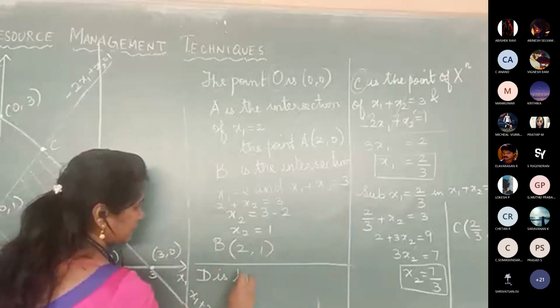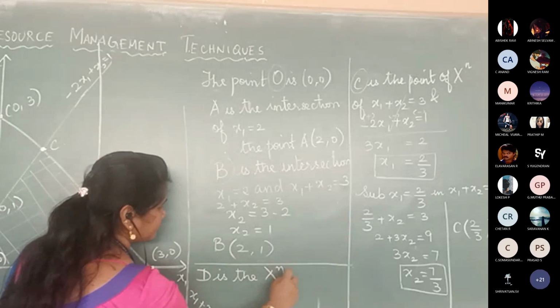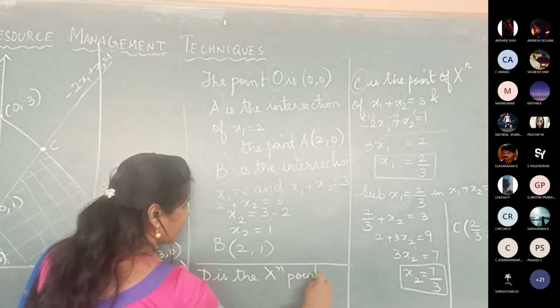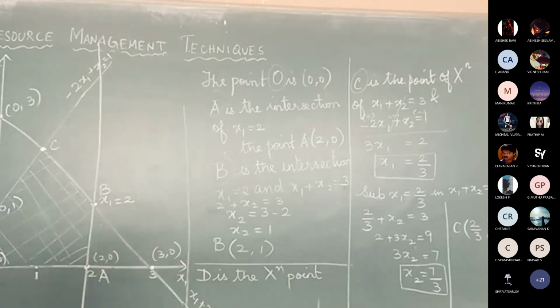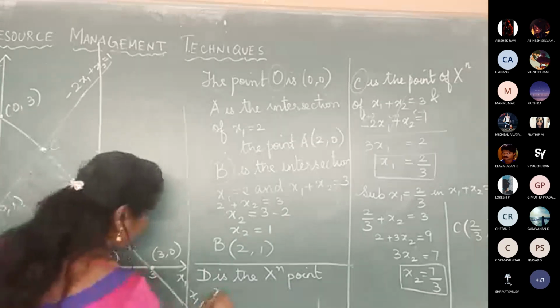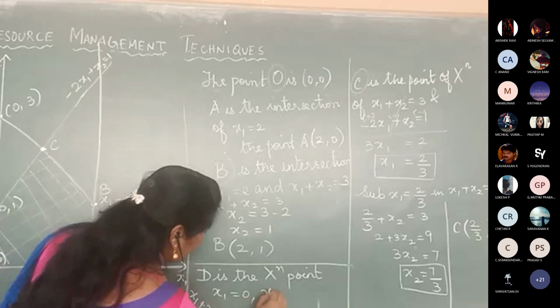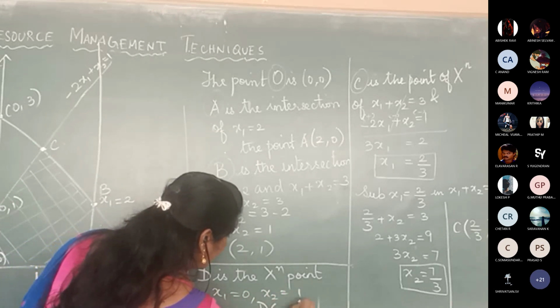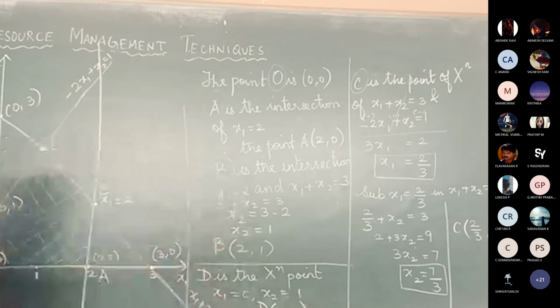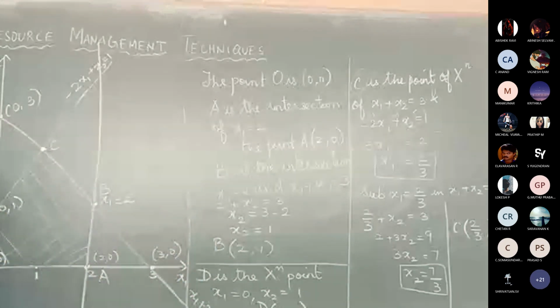D is the intersection point of what? Intersection point of what? X1 is equal to 0 and X2 is equal to 1. So your D point will be 0, comma 1.